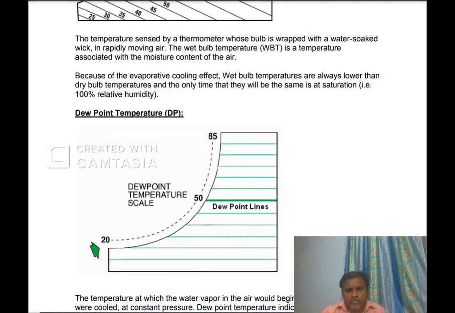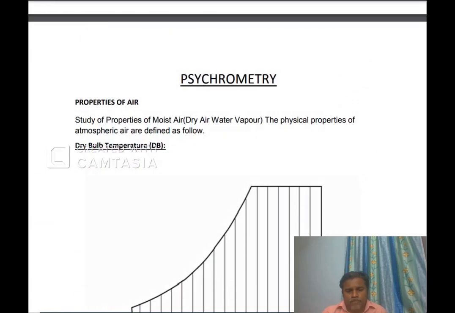So let me go through the topic fully. Here you can see properties of moist air. Moist air is a combination of dry air plus water vapor. You are already aware of that. If you add some water vapor to dry air, it is called moist air. These physical properties are analyzed with the humidity levels as well as enthalpy and temperatures.